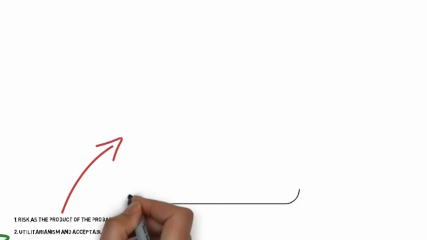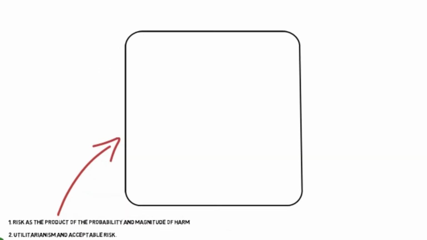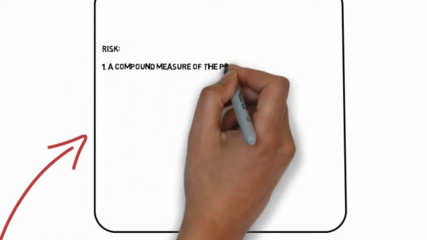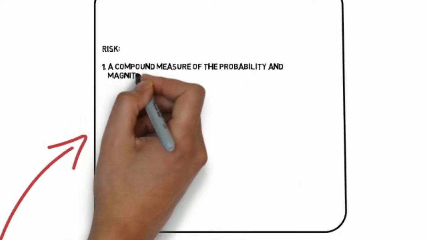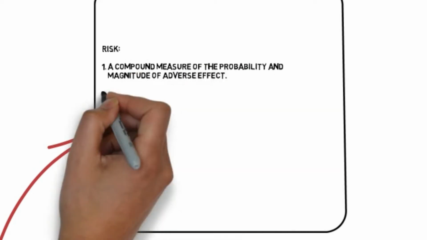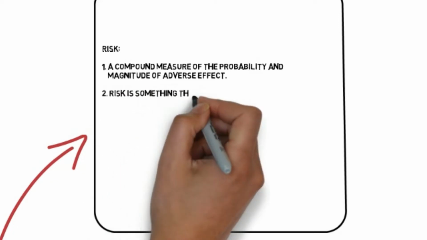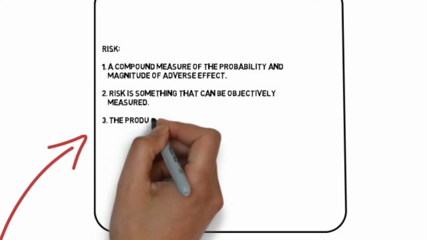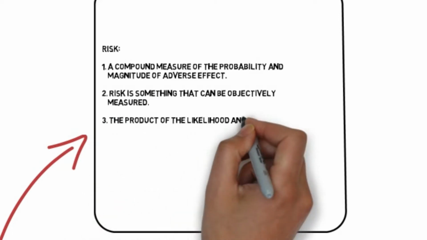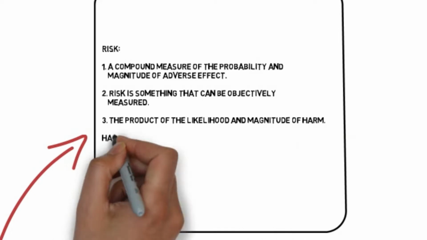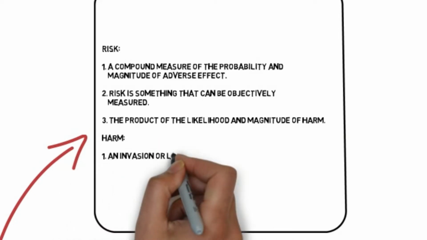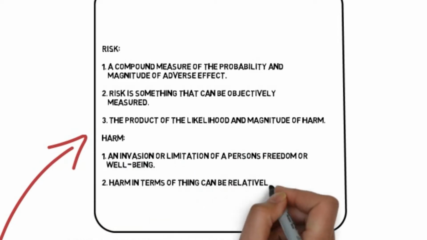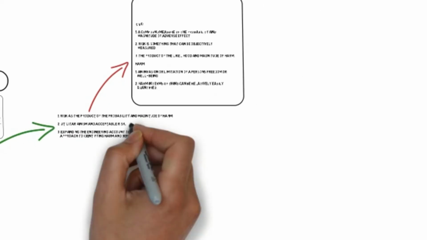The first subtopic: we will learn first what is risk. Risk is a compound measure of the probability and magnitude of adverse effect. The second one is risk is something that can be objectively measured and the product of the likelihood and magnitude of harm. Harm is an invasion or limitation of a person's freedom or well-being. Harm in terms of things can be relatively easily quantified.